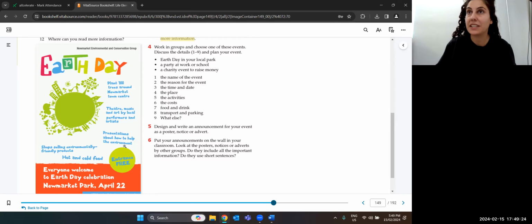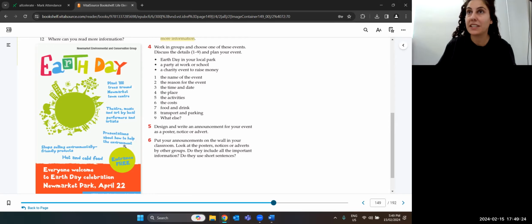If you look at the highlighted words in these sentences, you'll see that they're the most important words. We can cut off unnecessary words. So instead of saying everyone is welcome to our Earth Day celebration at New Park on April the 22nd, that's a full sentence. That's how we speak. But when you need to put that information on a poster, you can just say, everyone welcome to Earth Day, New Marketplace, April the 22nd. We can see that right here on the poster. You don't need full sentences.